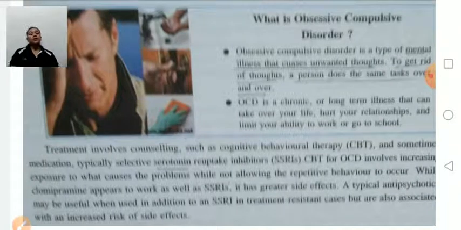Obsessive compulsive disorder is a mental disorder in which there is an unwanted thought. Therefore, to get rid of this unwanted thought, the person does the same thing again and again. The treatment is by taking counseling, psychological therapy, changing the lifestyle, etc.